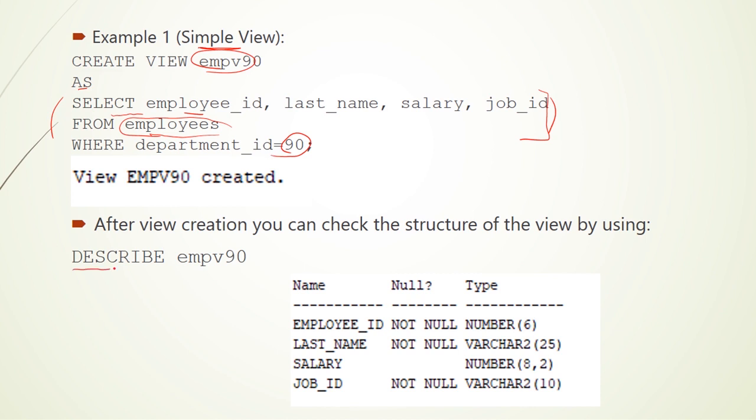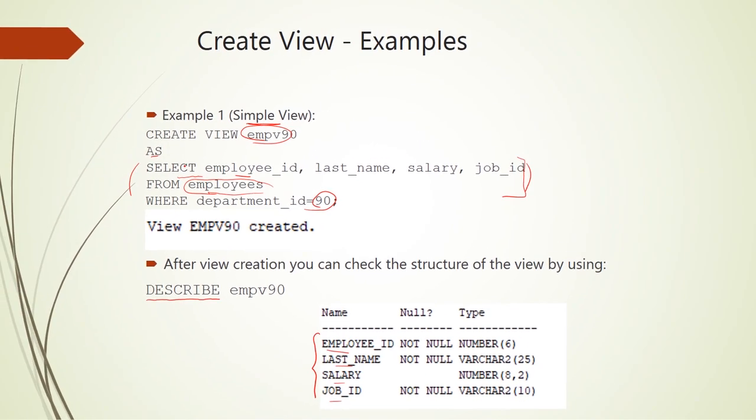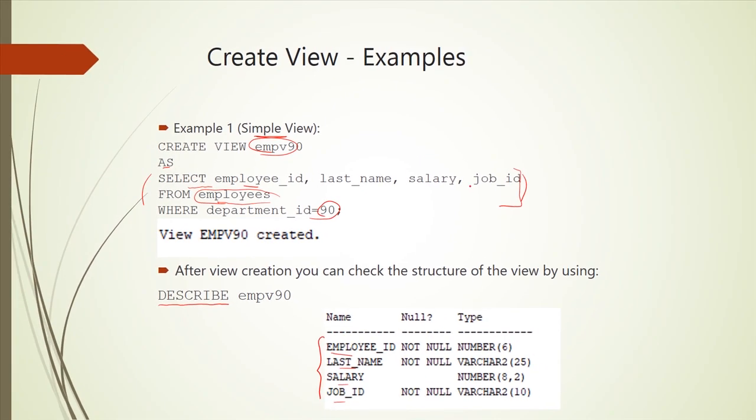We can also use the describe command for a view to retrieve the columns of the view. Here, as we can see, the view contains 4 columns, the same as the columns in the select statement: employee ID, last name, salary and job ID.